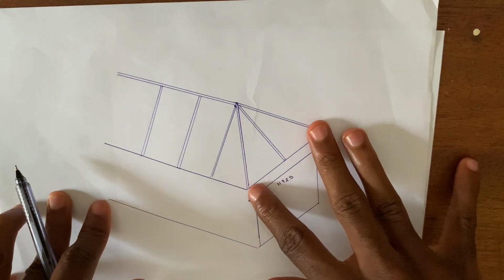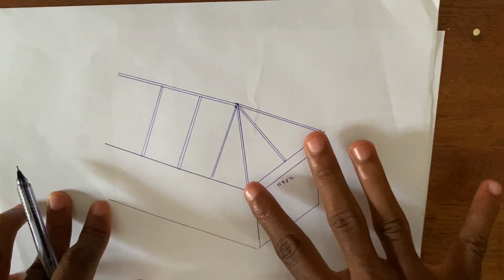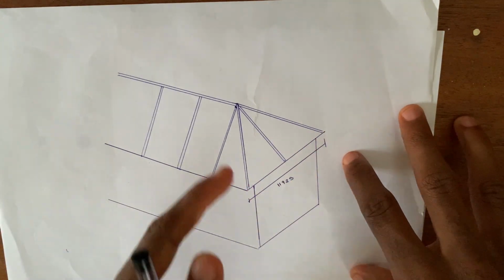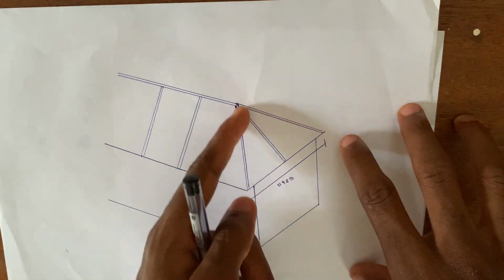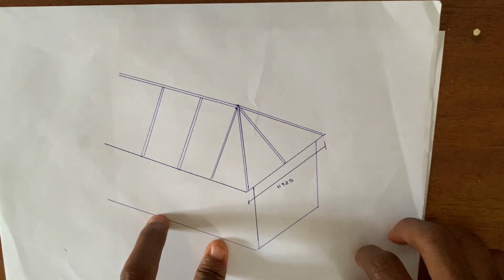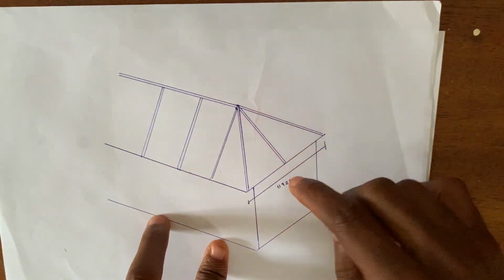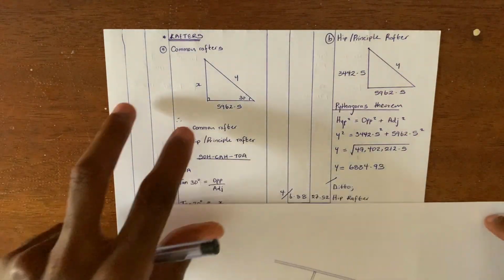All you need to do is go to the hip side of the roof. This is the hip side of the roof. Locate the triangle. If you can see this, this is a triangle. That's the hip triangle. What you need to do is remove the hip triangle and divide it into two to form a right angle triangle, and that is what I have done here.